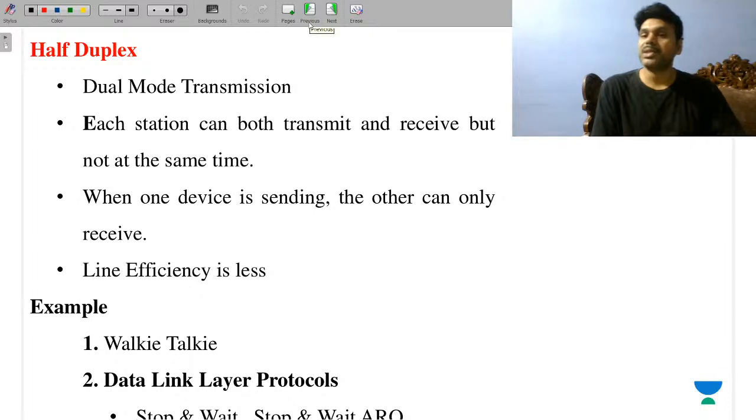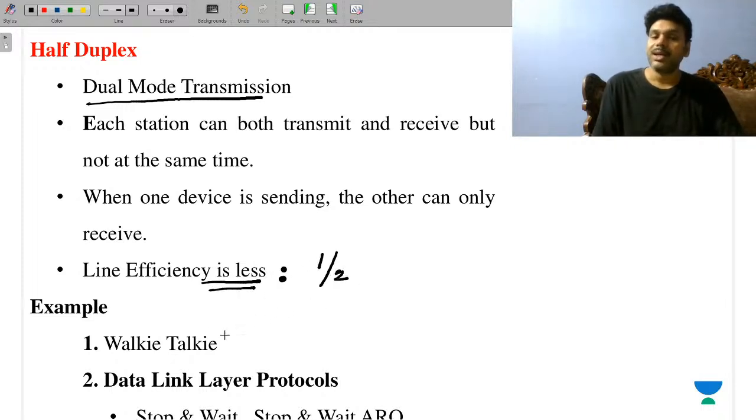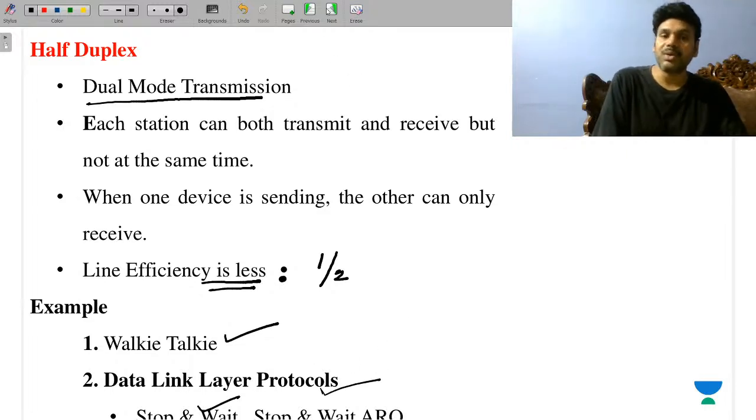And half duplex is a dual mode transmission. Bidirectional is possible, but only one direction at a time. So link efficiency, how much I said, 1 by 2. Real-time examples: walkie talkies, and Stop and Wait and Stop and Wait ARQ are the two protocols.